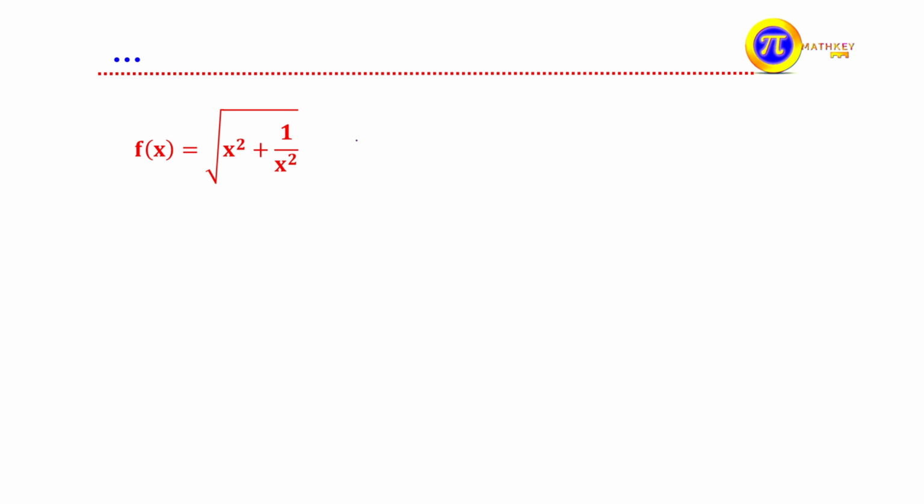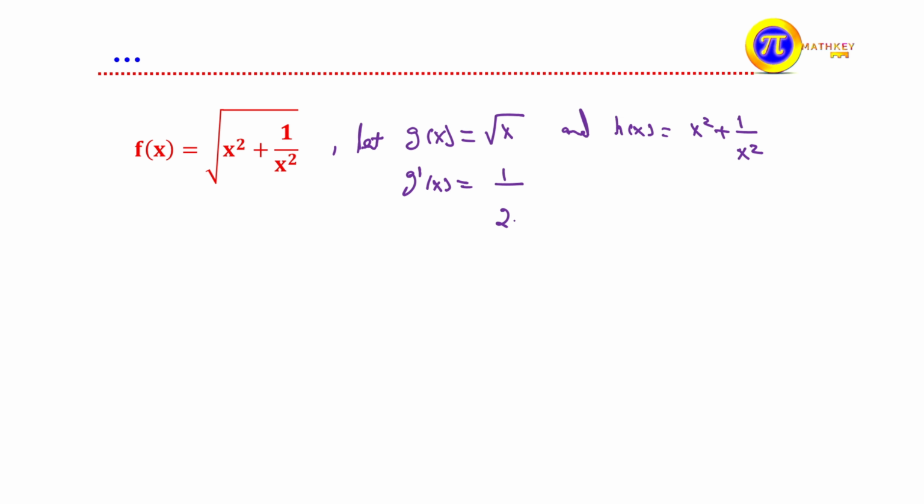Since it is a square root, again we can say, as we did before, g of x is equal to the square root of x, and h of x is equal to x squared plus 1 over x squared. After that, we'll try to find the derivative of them. This means g derivative at x is equal to 1 over 2 times the square root of x. And at the same time, what about h derivative at x?